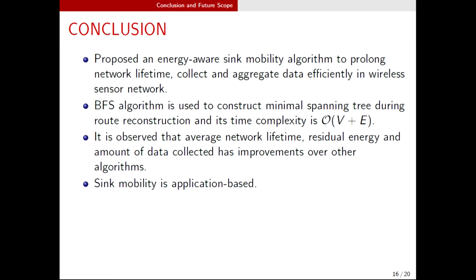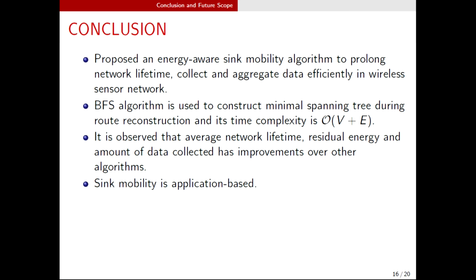We conclude this work by stating that we have proposed an energy-aware sink mobility routing algorithm to prolong the network lifetime and to collect and aggregate data efficiently in a wireless sensor network. We have used the BFS algorithm, which constructs a minimum spanning tree during route construction, because when a sink moves from one subgrid to another subgrid, it has to reconstruct the spanning tree, and of course the time complexity is big O of V plus E, the vertices and the edges. It is observed that the network lifetime, the residual energy, and the amount of data collected show improvements over the other two algorithms.